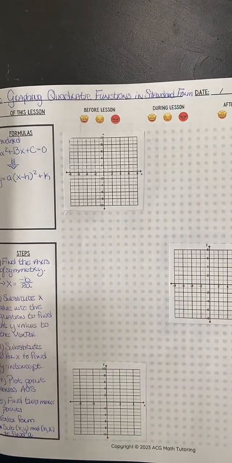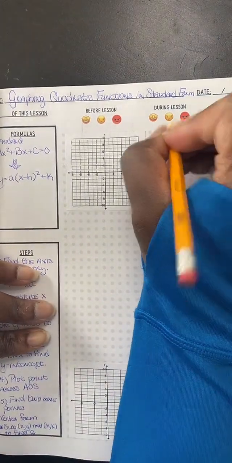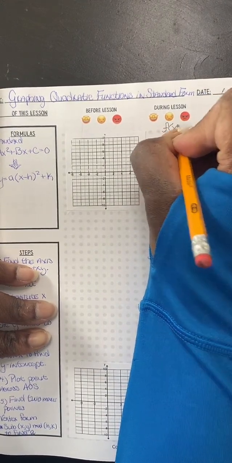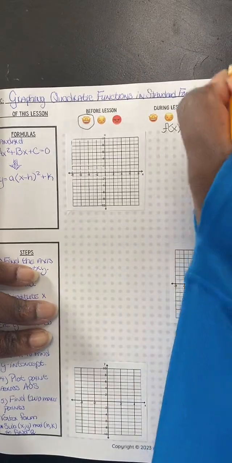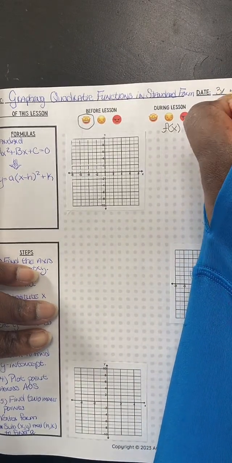All right, so my very first example is, we'll use f of x. So if I say f of x, and before I'm starting this lesson, I'm feeling pretty good. All right, and today is the 26.